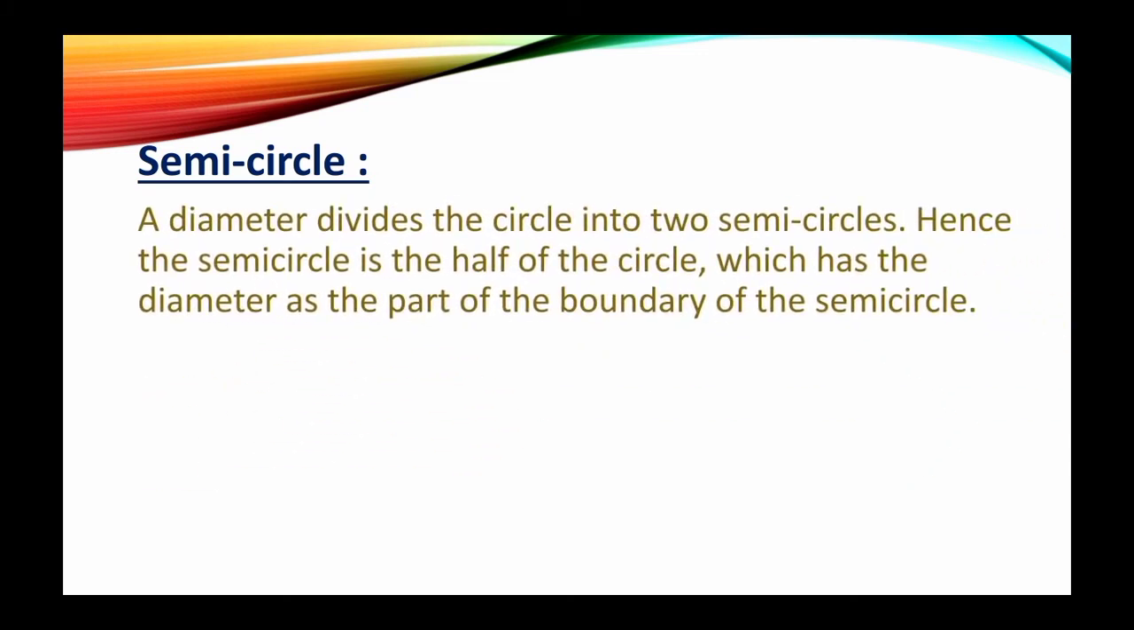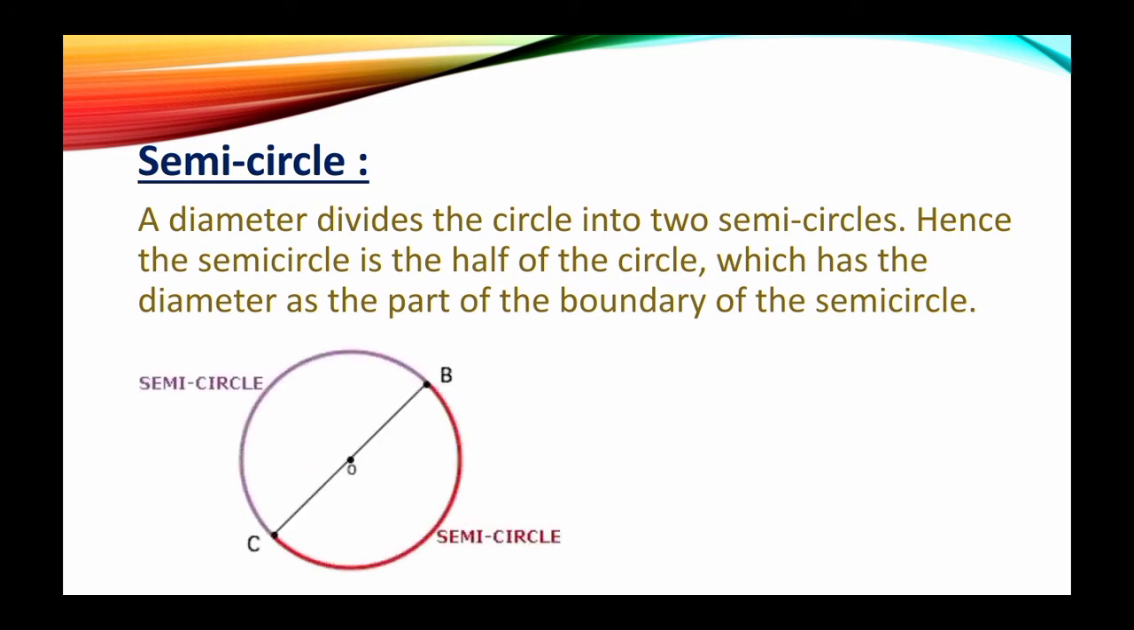Last one is semicircle. Semi means simply half. If we divide a circle into two equal parts, each is known as a semicircle. A diameter divides the circle into two semicircles. Diameter is the longest line that passes through the center of the circle. It divides the circle into two equal parts, hence we get the semicircle, which is half of the circle. In a semicircle, the diameter is also a part of the boundary.